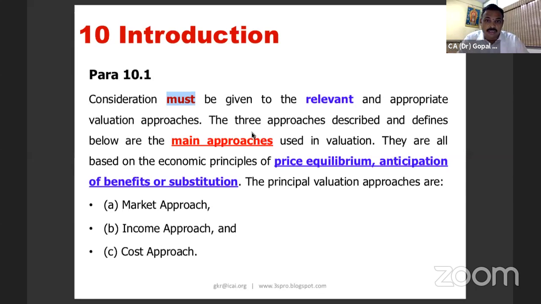Please look at the word. The three approaches described and defined below are main approaches. Please look at this word. They are the main approaches. Now, I'll give you one very interesting word.